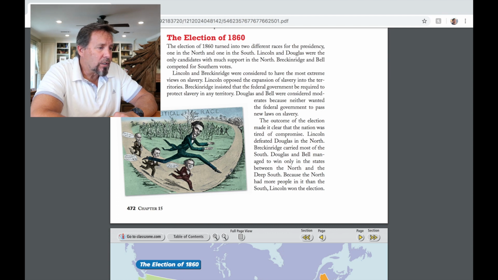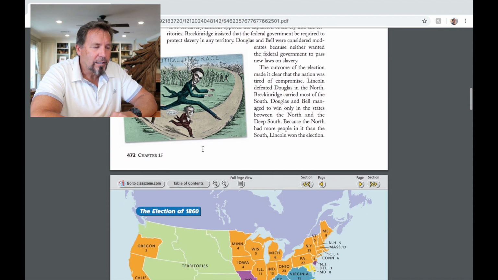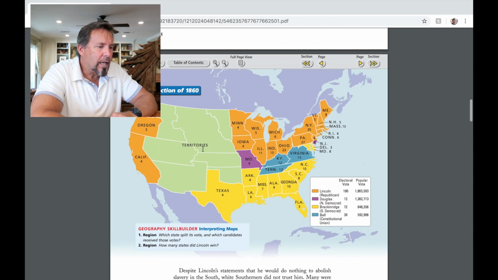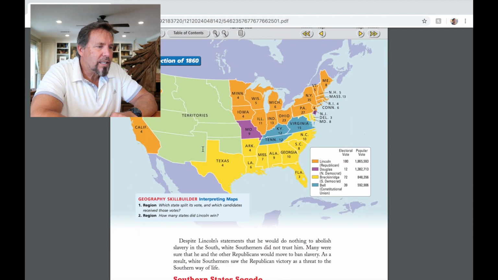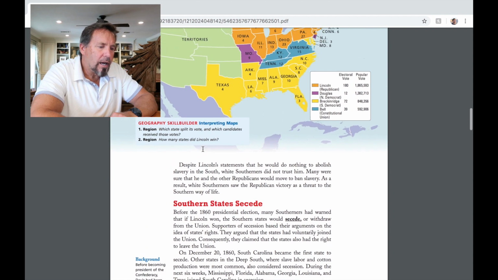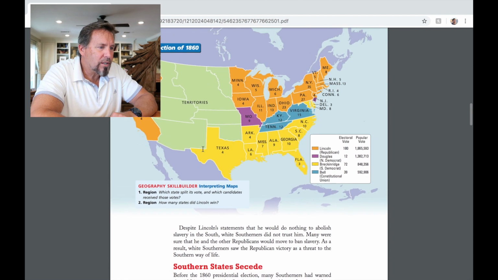So then you have the actual election of 1860. There's a campaign drawing showing the political race, and it says the cartoon of the long-legged Abe Lincoln shows him to be the fittest candidate in the 1860 presidential election. I wonder if this was actually done after the election, after he had won, because it does show him winning, and I'm not sure if that was such a for sure thing leading up to the election. But I would like to point out to you the election of 1860 map that is on page 473.